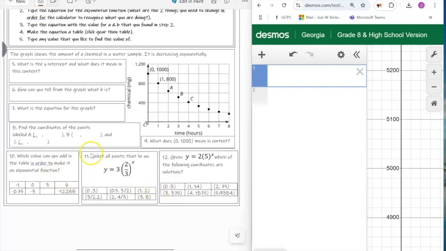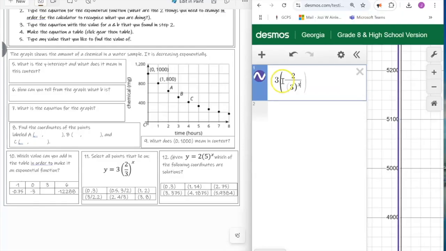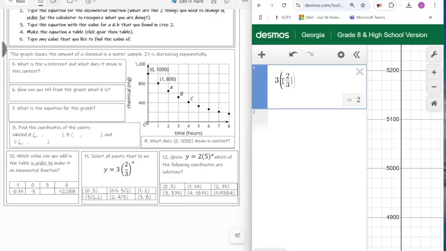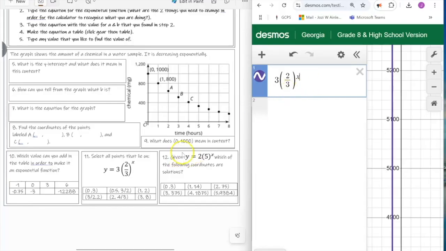I'm going to do one of these. I'm going to do question 11. Select all the points that lie on this equation. So since this is the Desmos version of what we're doing, here's my equation. I'm going to put that right up in the calculator, shift 6 and then X. Oops. And please make sure that it is typing exactly what you intend it to type. All right, so double check that's what it is.